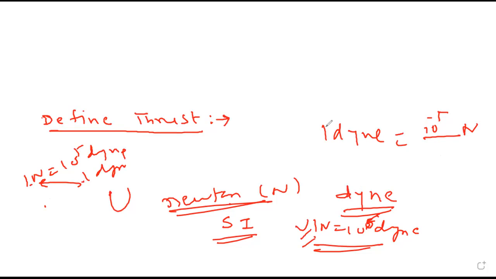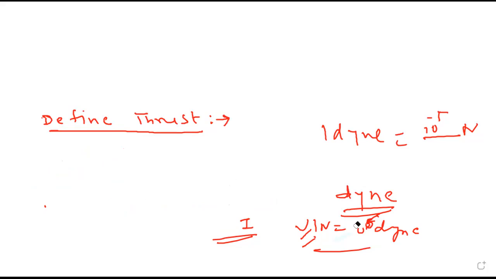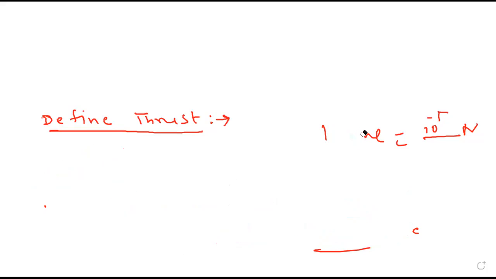Right. Define thrust. This pressure is easy chapter. Don't take any pressure. Sir, what is the difference between thrust and pressure? Pressure is thrust upon area, and thrust is just thrust. Thrust means force. Pressure means force upon area. After thrust we are studying pressure.